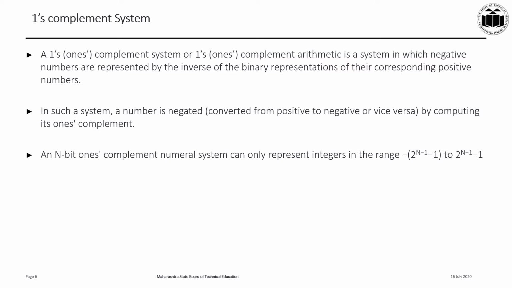An n-bit ones complement number system can only represent integers in the range of -2 to the power n minus 1 minus 1 to 2 to the power n minus 1 minus 1. So let us take an example. If we have a 4-bit ones complement numeral system, then it will represent the integers in the range of -7 to +7.